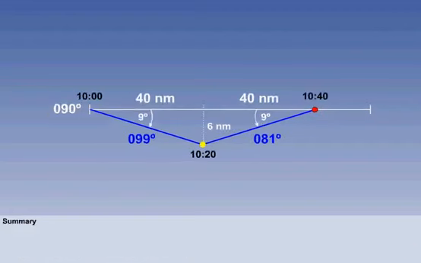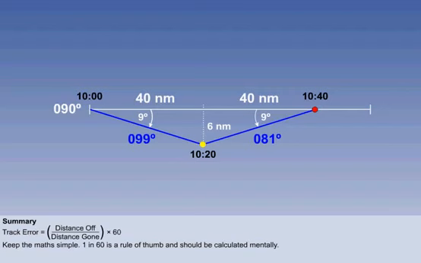The 1 in 60 rule can be adapted to give approximate solutions to many navigation problems. We have seen a quick and simple method of how to regain the planned track. Remember that track error equals distance off divided by distance gone times 60. If we apply double the track error, we will regain our track in the same timescale as it has taken up to our fix. Keep the maths as simple as possible, rounding up or down as required. It is a rule of thumb, not a precision calculation.